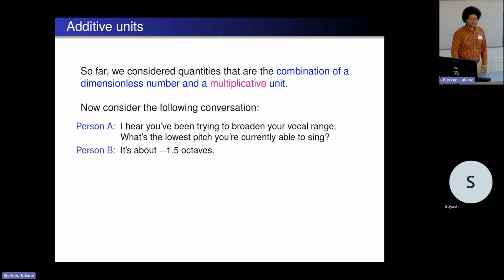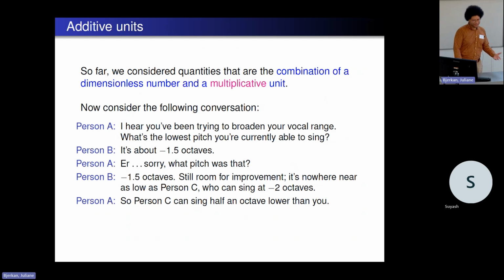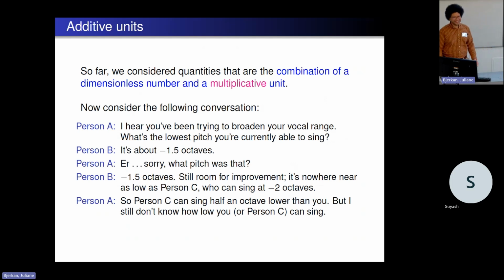Person B: It's about minus 1.5 octaves. Person A: Sorry, what pitch was that? Person B: Minus 1.5 octaves. Still room for improvement. It's nowhere near as low as person C, who can sing at minus 2 octaves. Person A: So person C can sing half an octave lower than you can. But I still don't know how low you or person C can sing.